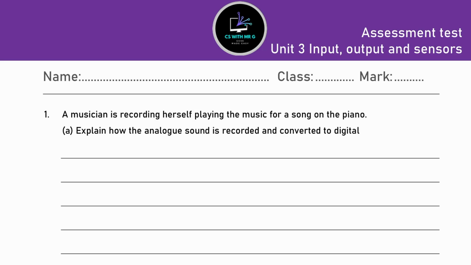So let's jump straight in and let's look at question 1a, which is talking about audio and how audio is represented in a computer. We have a musician who is recording herself playing music using a piano, and we need to explain how the analog sound is recorded and converted into digital, which is what a large part of this unit is all about. So first and foremost, the analog sound is recorded using a microphone.